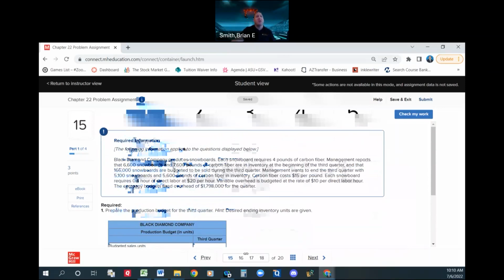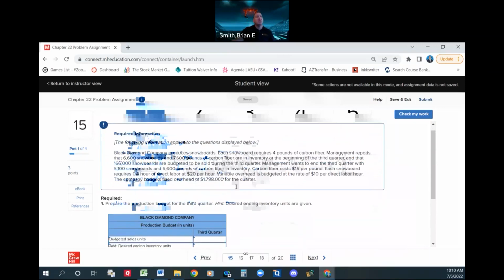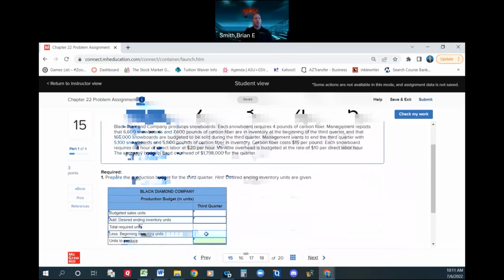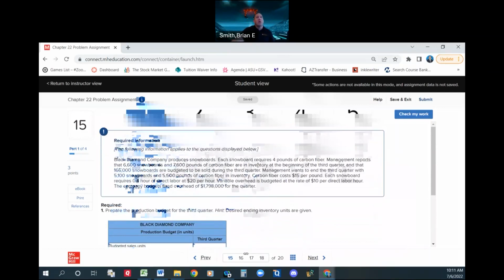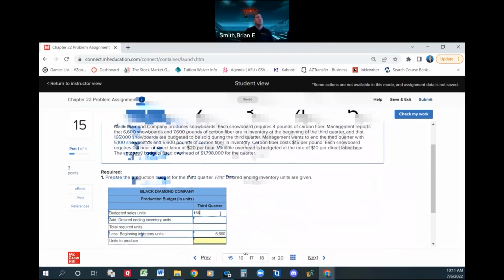So we're looking for budgeted sales. We don't care about how much. We have 6,600 snowboards. So that's our beginning inventory. We don't care about the carbon fiber pounds. 166,000 snowboards are budgeted to be sold during the third quarter. That's a lot. Better than the hockey people. Management wants to end the third quarter with 5,100 snowboards. Oh, this is for a whole quarter. Never mind. So we need total required units of that.